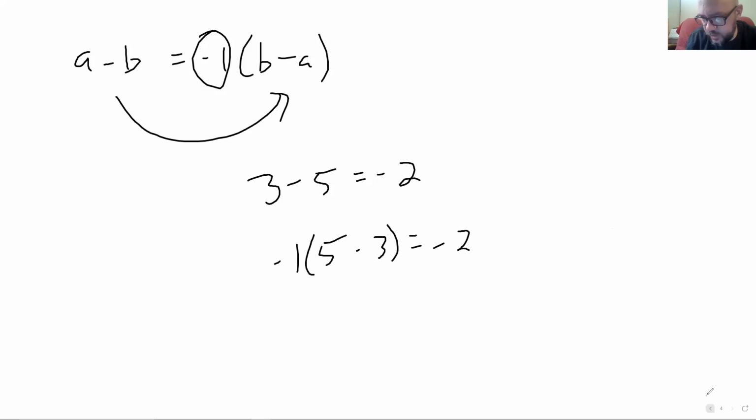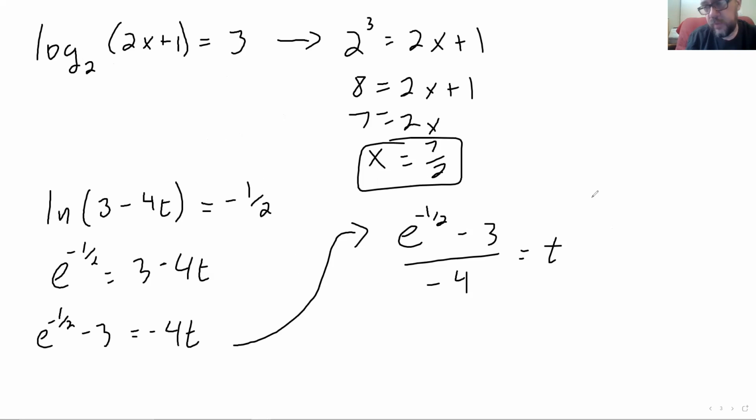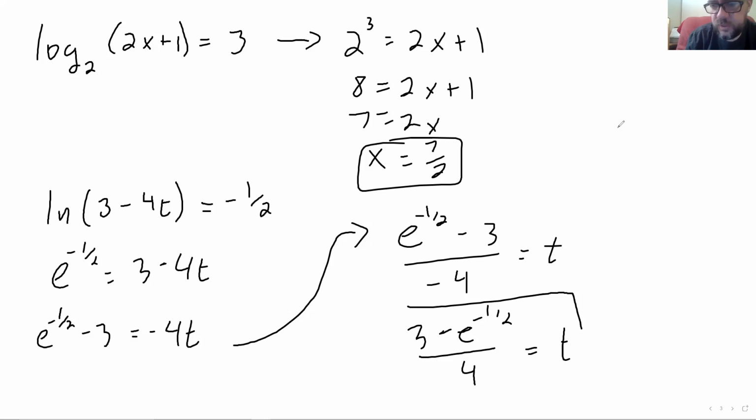So in this problem, the way I would write it, and the way every book I've ever seen would write it, is they're not going to leave a negative in the denominator. They're going to factor a negative out of the top and then cancel them. So if you look at a book, the answer you'd see would be 3 minus e to the minus 1/2 over 4 equals t. And that's how I would write it too, probably just because I've spent so many years around other mathematicians who would do exactly the same thing. That'd be my answer.